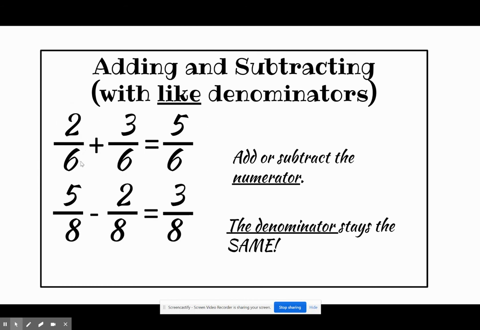So when you're adding fractions that have the same denominator, let's say you have a pie and in the morning you had 2/6 of the pie, and then after dinner you had 3 more 6ths of that same pie. Altogether in that whole day, you had 5/6 of that pie. So you add or subtract the numerators, the denominator stays the same. These are the easy ones.